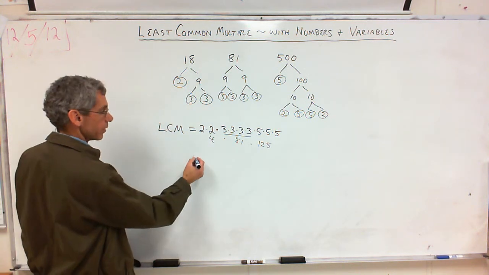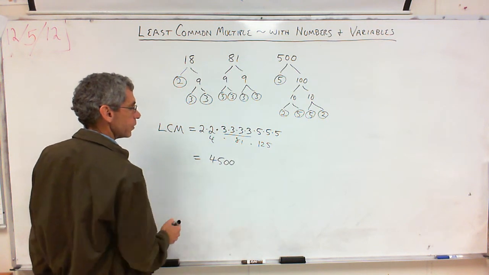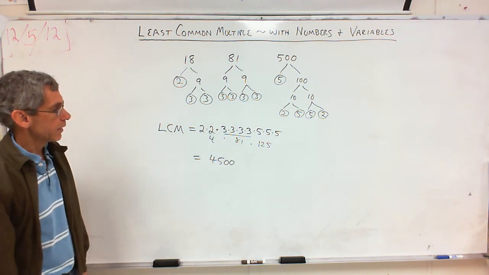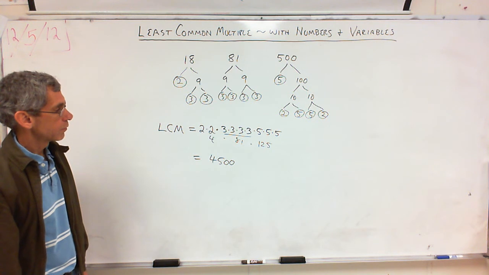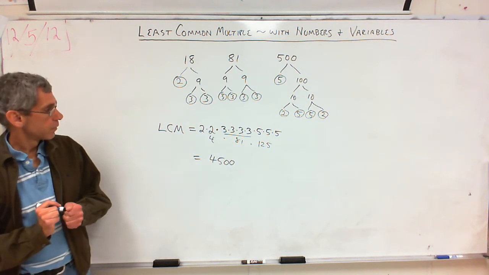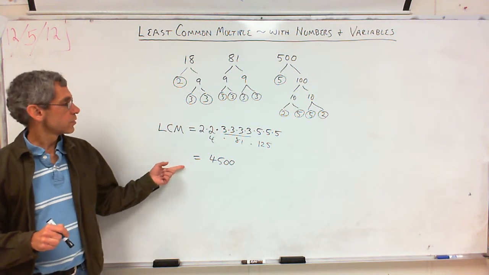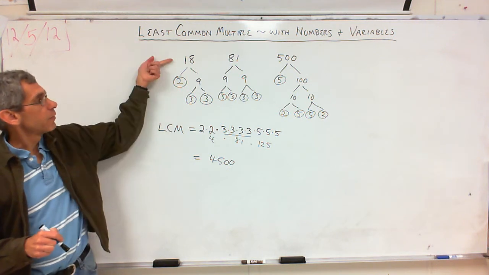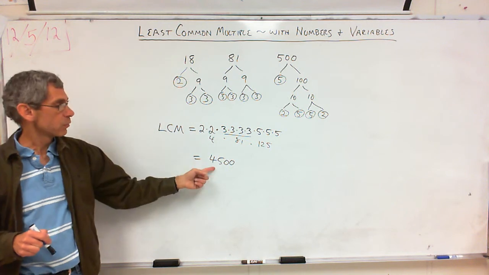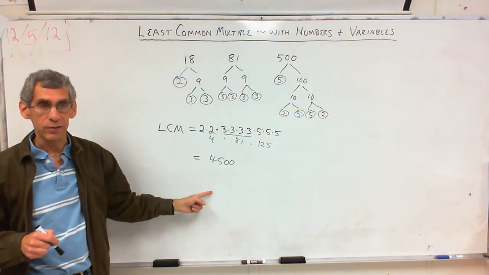Okay, so the least common, assuming he is right, we've got 4,500. I'm going to assume he's right. Yeah, that sounds about right. That's the least common multiple, right? So remember what that means. That means 18 times something is going to equal that. 81 times something is going to equal that, and 500 times something is going to equal that.